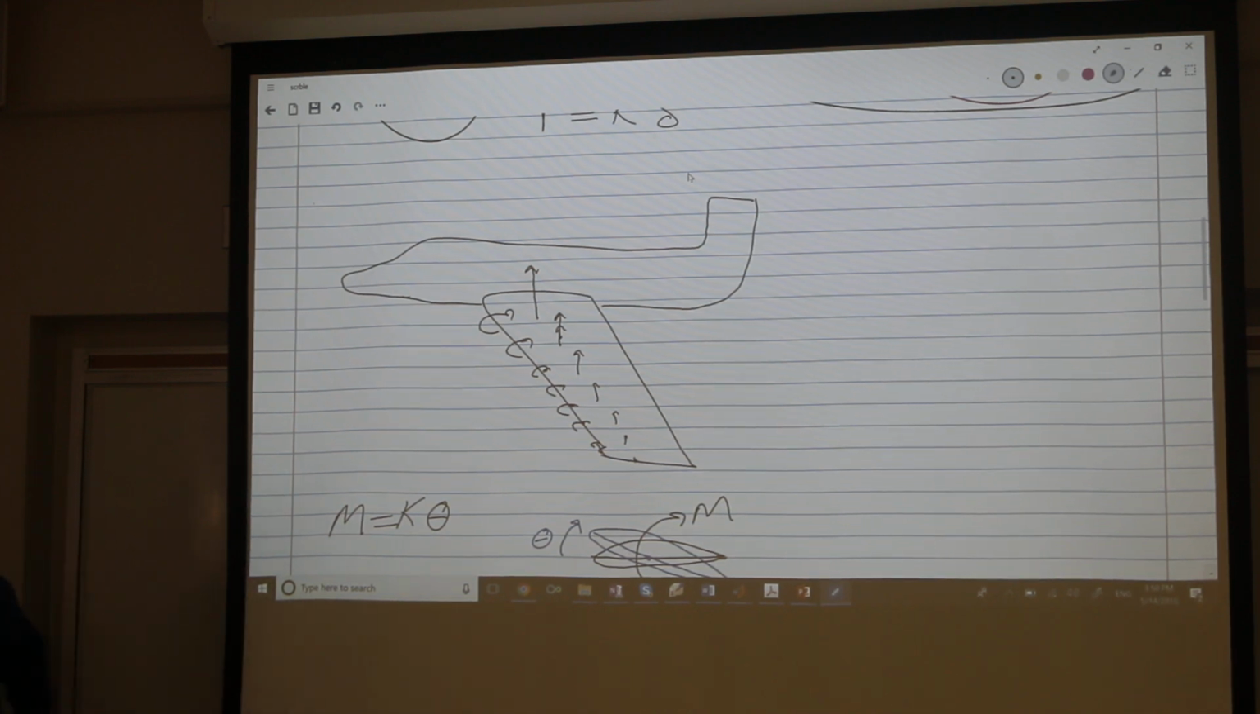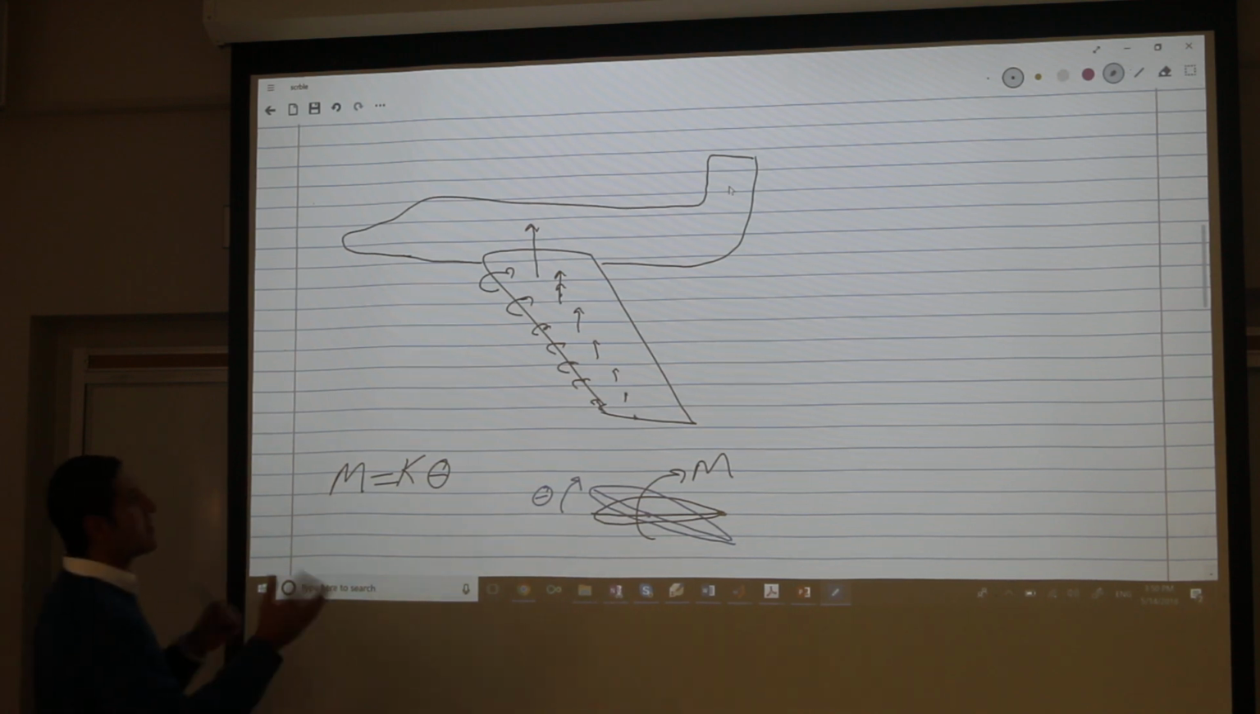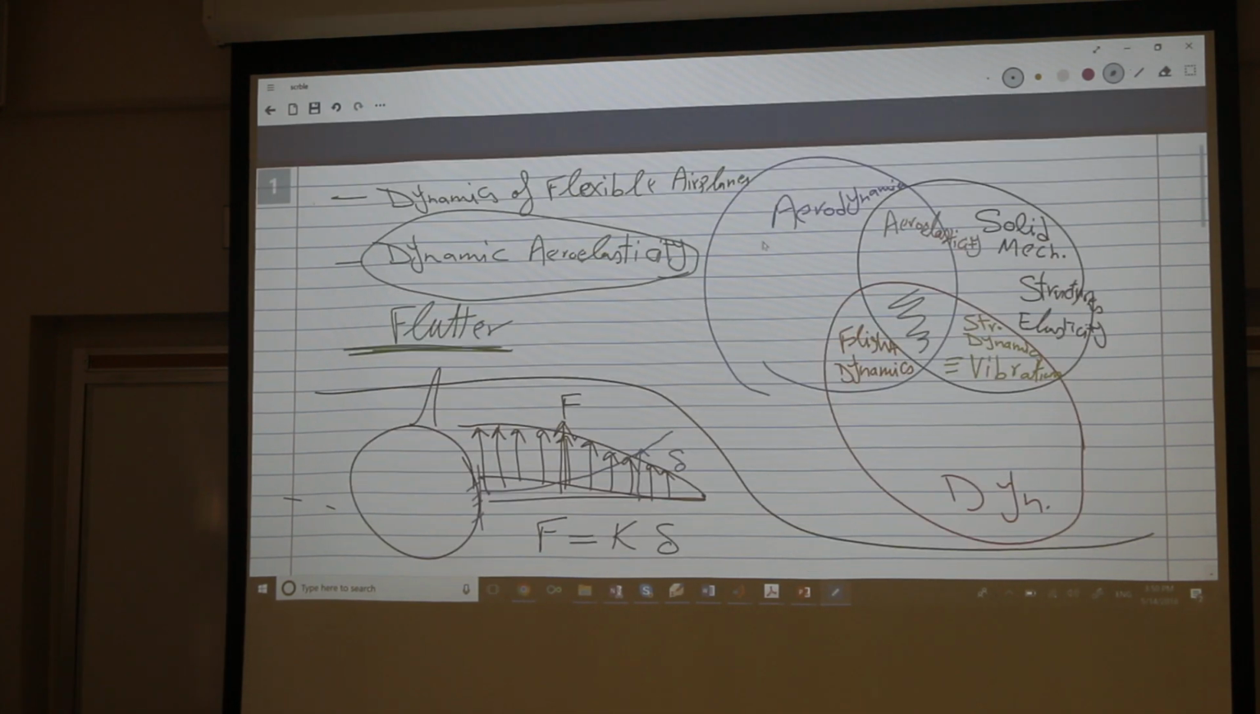But we will not focus too much on structure. You can do that in a course that is focused on aeroelasticity. This is not an aeroelasticity course, this is an unsteady aerodynamics course. So we will take the simplest model in any other discipline. Remember, here are the disciplines: aerodynamics, we will try to be as precise as possible. For structure and dynamics, we will take the simplest models.